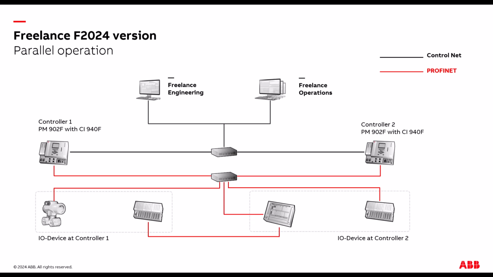Parallel operation with PROFINET. The PROFINET network must be divided from the control network. But it is possible to build up independent subsystems, each consisting of an I/O controller and I/O devices, in the same PROFINET network. See an example here. I/O devices of controller 1 are in the same PROFINET network as I/O devices of controller 2.